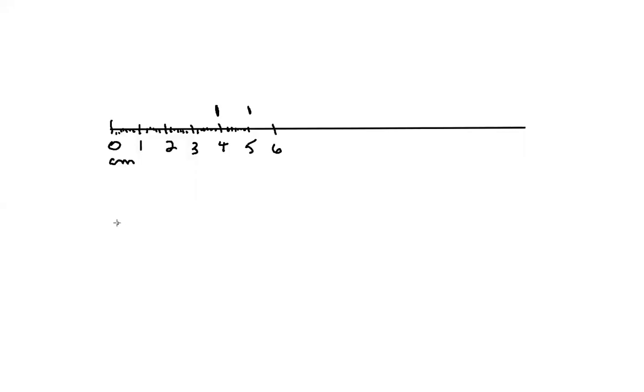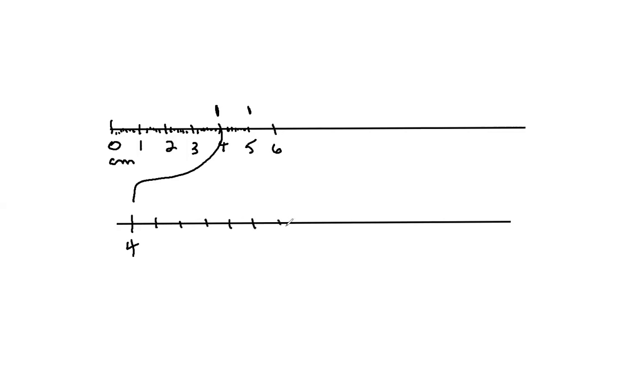So we're going to bring this here. That's going to be 4. Now, between the 4 and the 5, if you look really closely and count, there's 10 spaces. We're just going to make these bigger. 1, 2, 3, 4, 5, 6, 7, 8, 9, and then 10 is at 5. And then we would have the same thing between 5 and 6, 10 spaces.